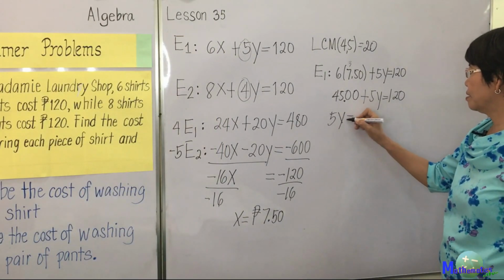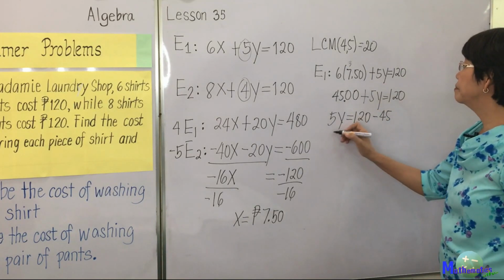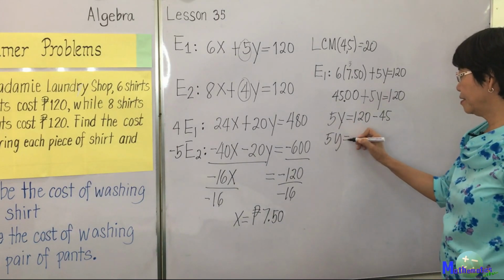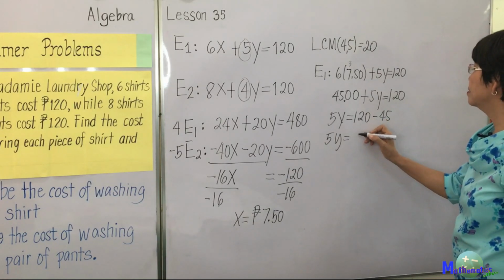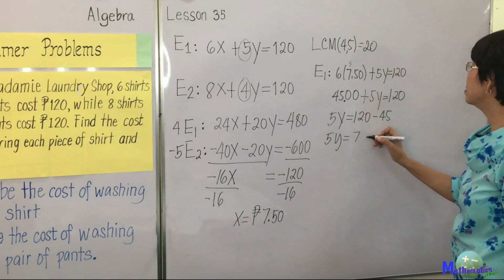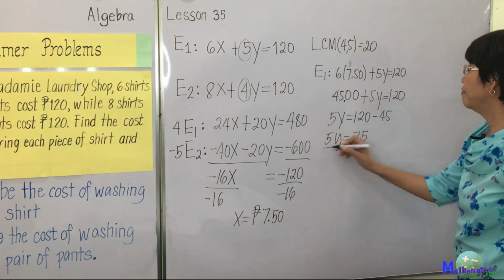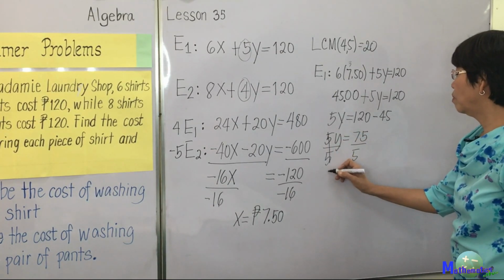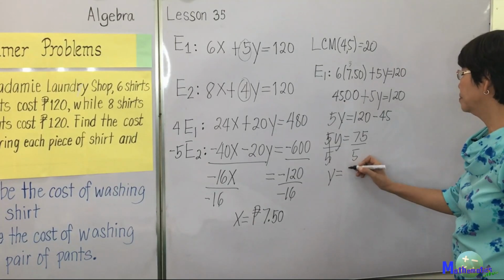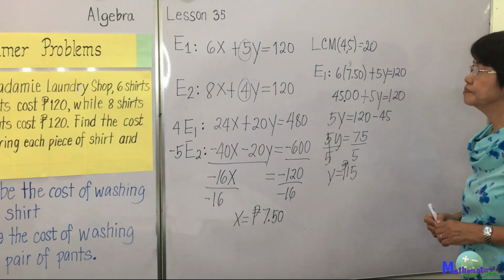5y is equal to 120 minus 45, so that's equal to 75. Then divide by 5. So y is equal to 15 pesos. Then we will check it.